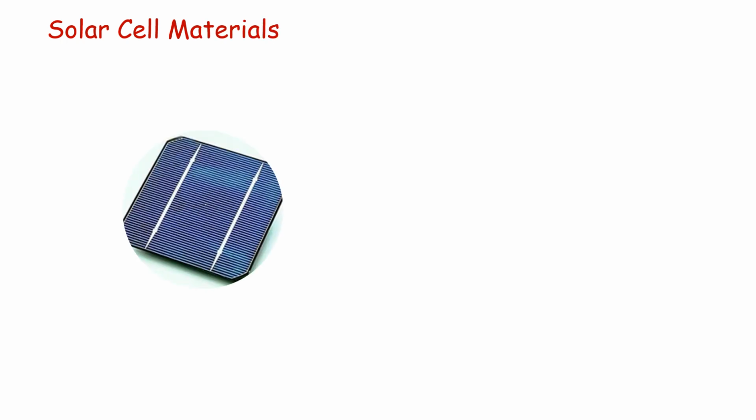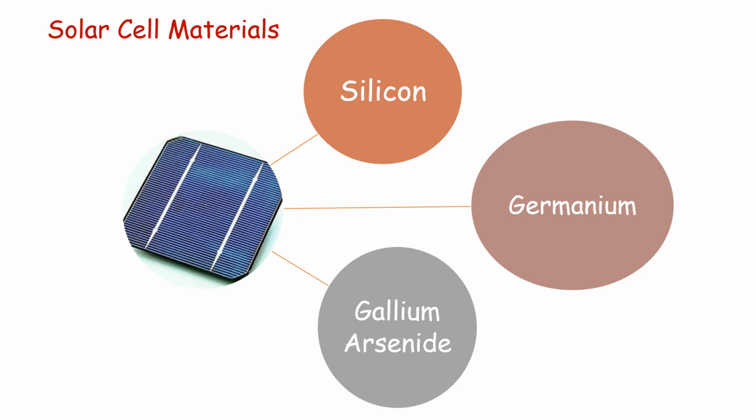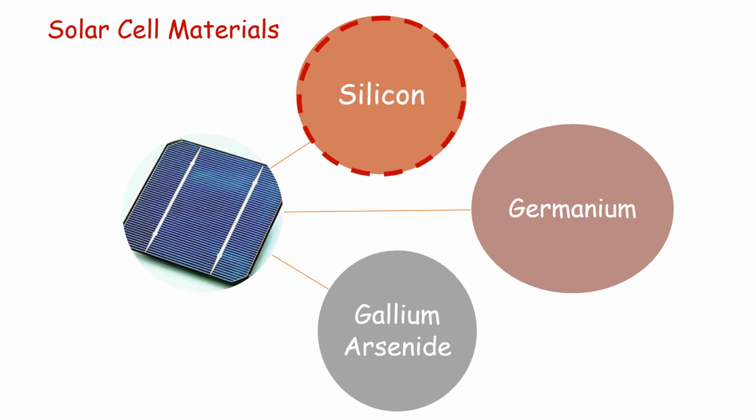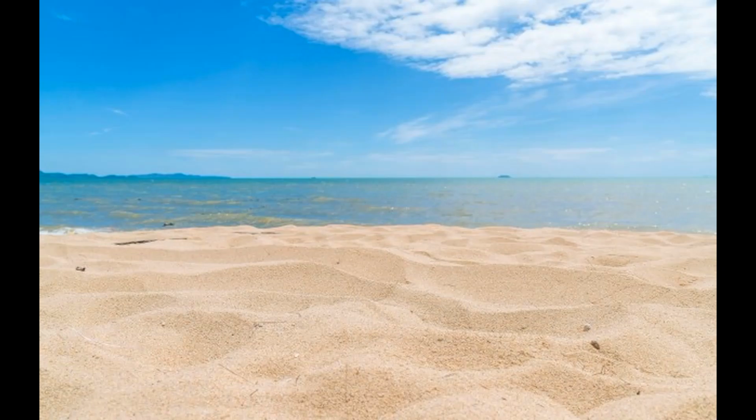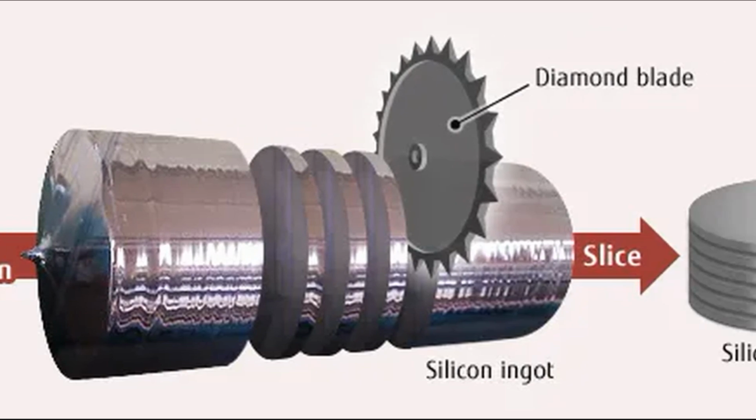There are many different materials which can be used to make a solar cell. For example, silicon, germanium, gallium arsenide, etc. But in our laboratory we mainly use silicon. Silicon is primarily obtained from sand. It is prepared in the form of ingots, which are cut into thin silicon wafers.